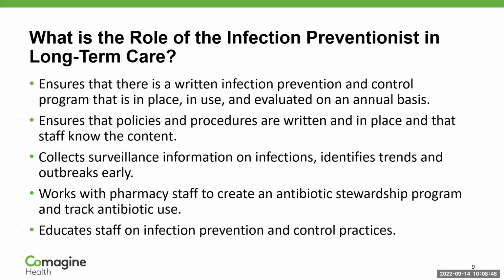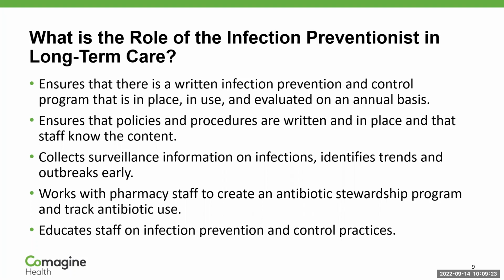You need to ensure that there's a written infection prevention and control program in place. It has to be in use and evaluated on an annual basis. We'll talk more about that next session when we talk about the actual infection prevention and control program. You need to ensure that you have the policies and procedures in place that are needed for the infection prevention program. They need to be written and they need to be known by others in the facility so that everyone is following the same policies and procedures.